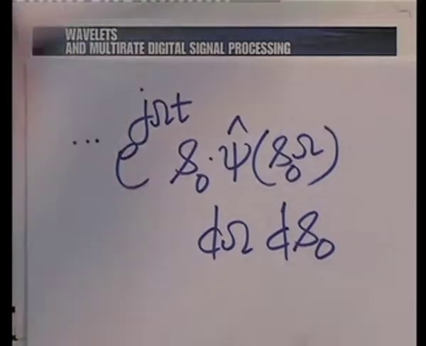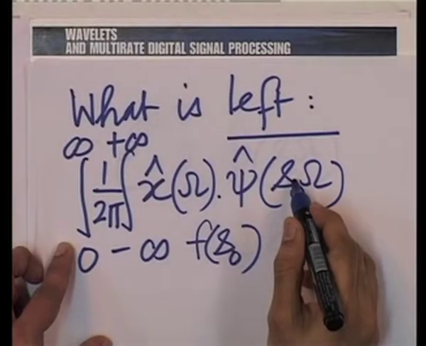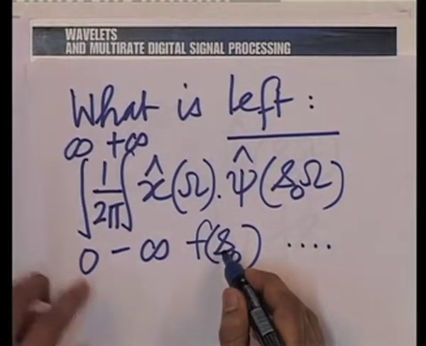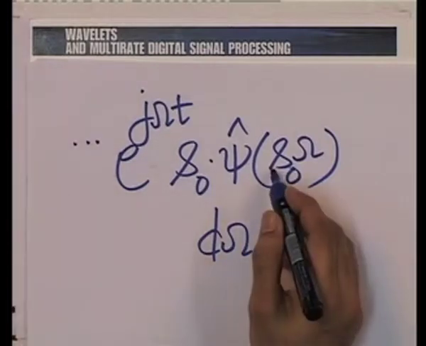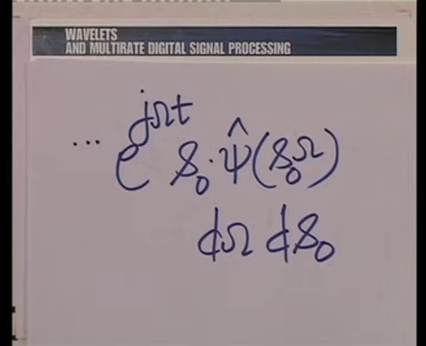We shall note that this and this depend on S naught. And if somehow we can do away with the integral on S naught, so let us isolate the integral on S naught first. Let us now dispense.